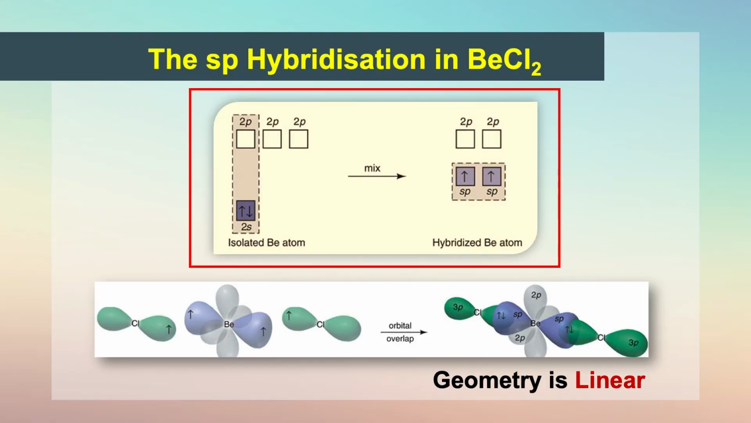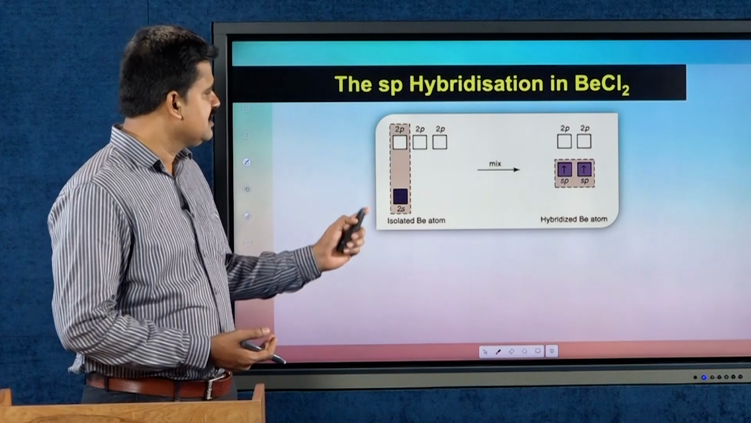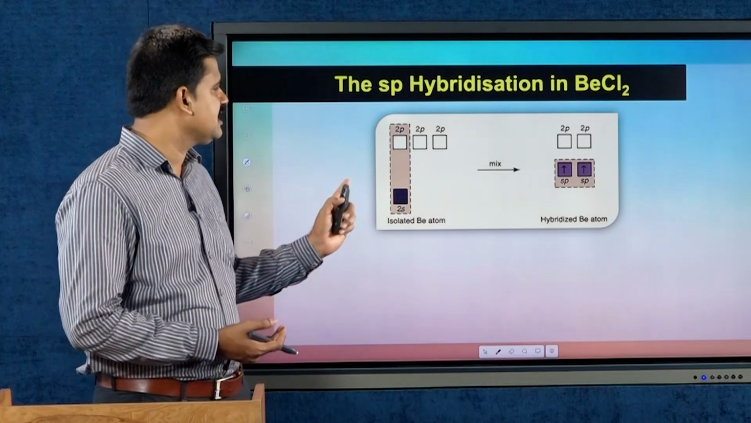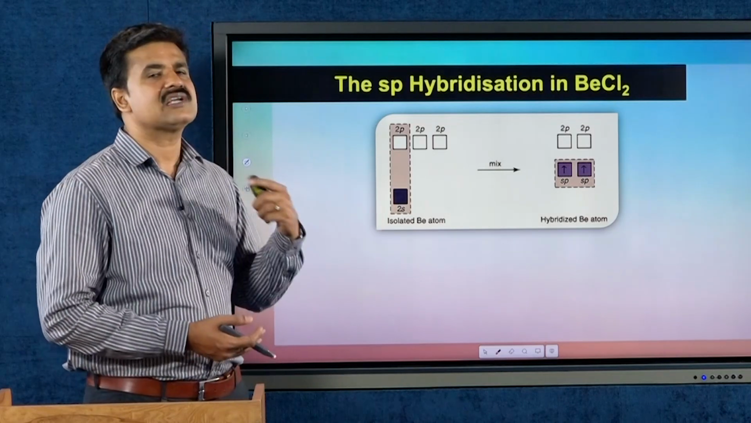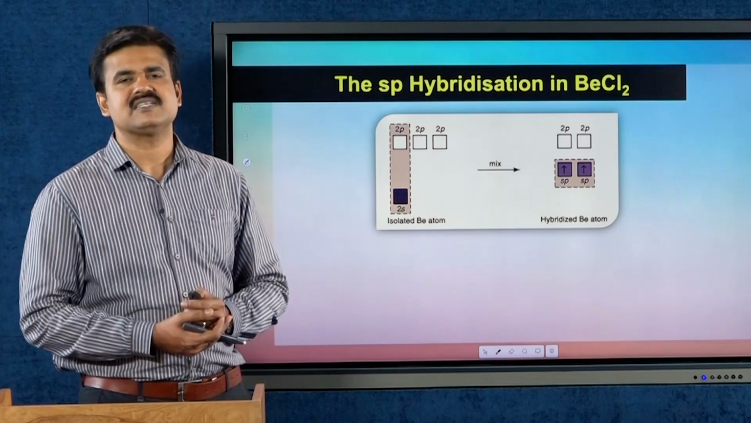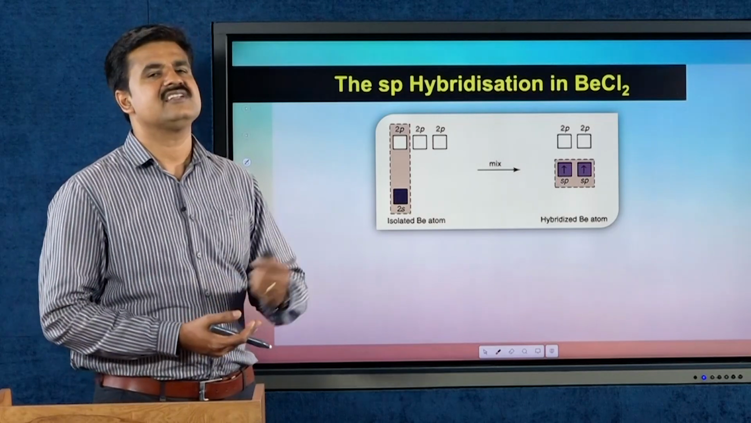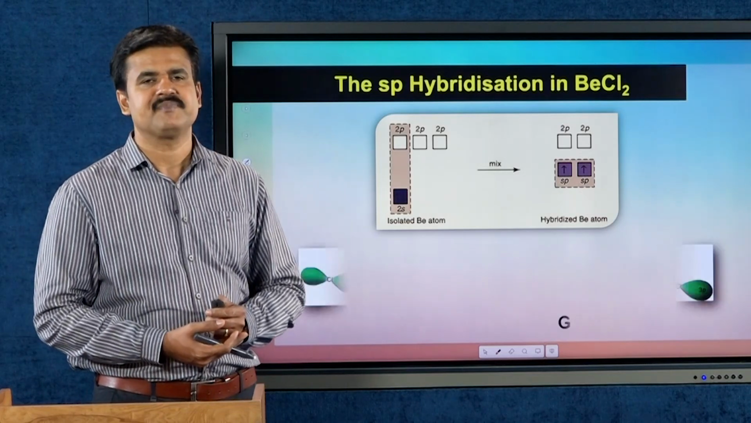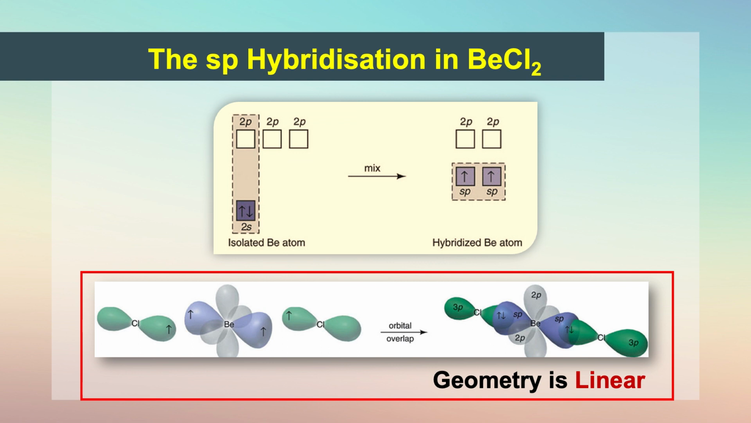This is about the electronic arrangement of beryllium. The isolated beryllium atom is shown here, and in the case of beryllium, there occurs mixing between one s orbital and one p orbital, and that leads to the generation of two sp hybrid orbitals in beryllium. And these two sp hybrid orbitals of beryllium overlap with the half-filled p orbitals of chlorine, which leads to the formation of beryllium chloride, and the beryllium chloride molecule is a linear molecule with 180 degree angle between them.